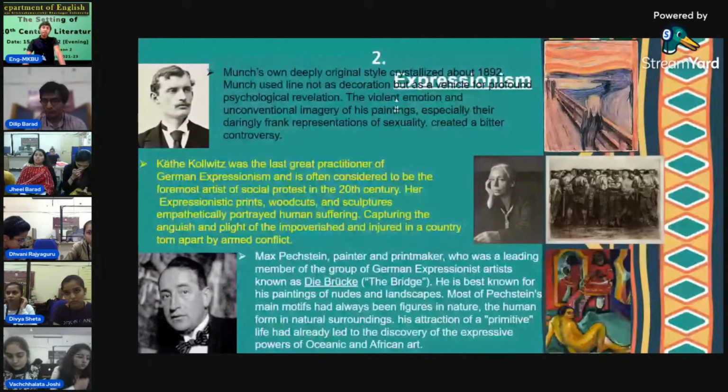Another is Käthe Kollwitz. She was the last great practitioner of German expressionism.